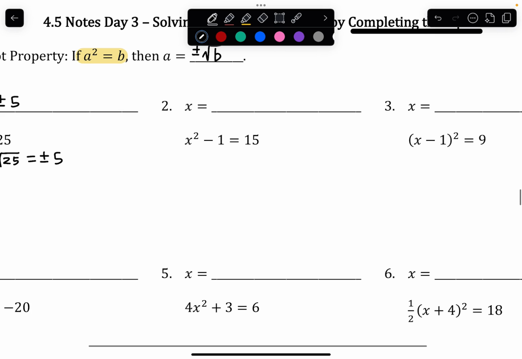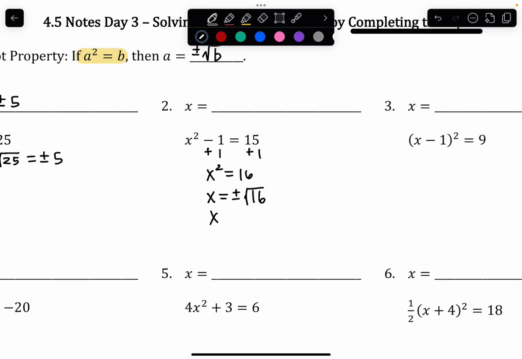Okay, this next one, we first need to isolate the square. And so we get x squared equals 16, which means x equals the positive negative square root of 16, which is positive negative 4.